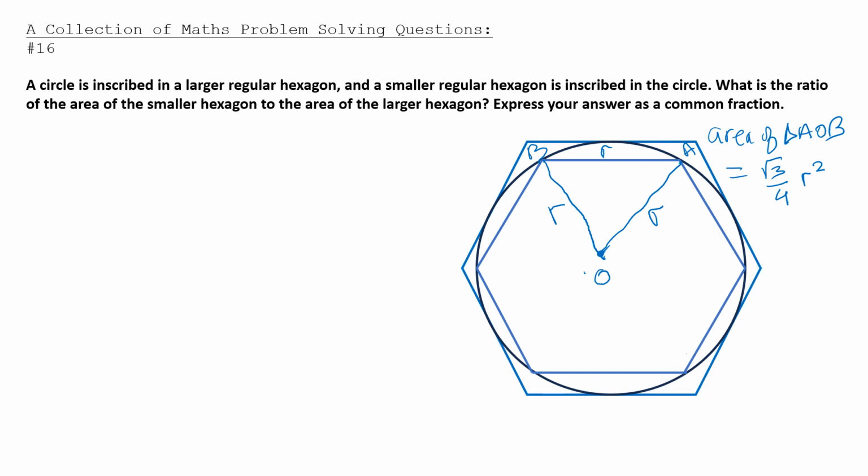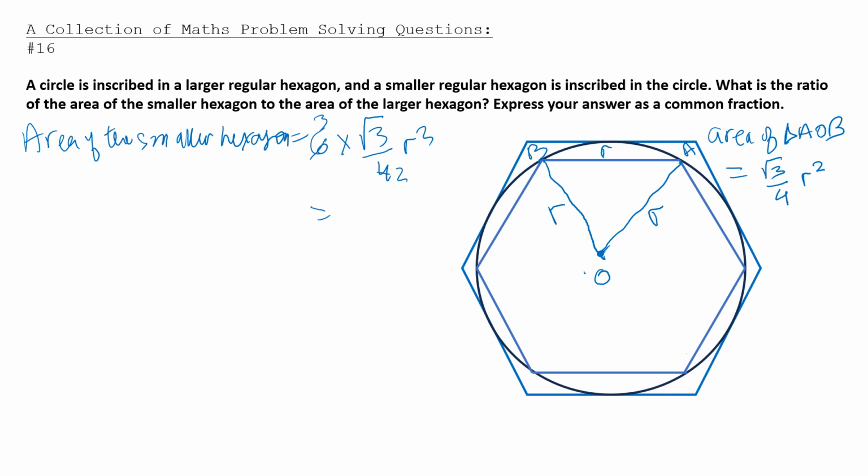So the area of the smaller hexagon would be 6 times root 3 out of 4 R square. That would give me 3 root 3 out of 2 R square.